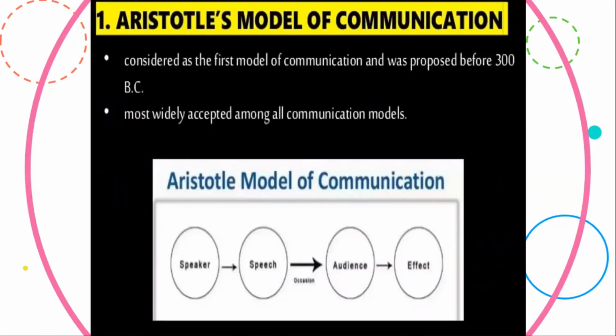Aristotle's model of communication is considered the first model of communication and was proposed before 300 BC, then most widely accepted among all communication models. These are the concepts of Aristotle's model of communication: the speaker or the sender, speech or the message, the audience, and the effect.